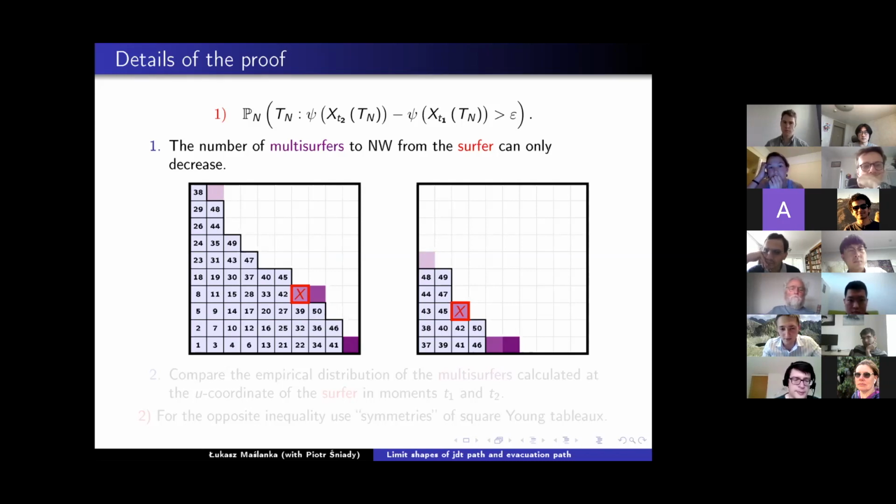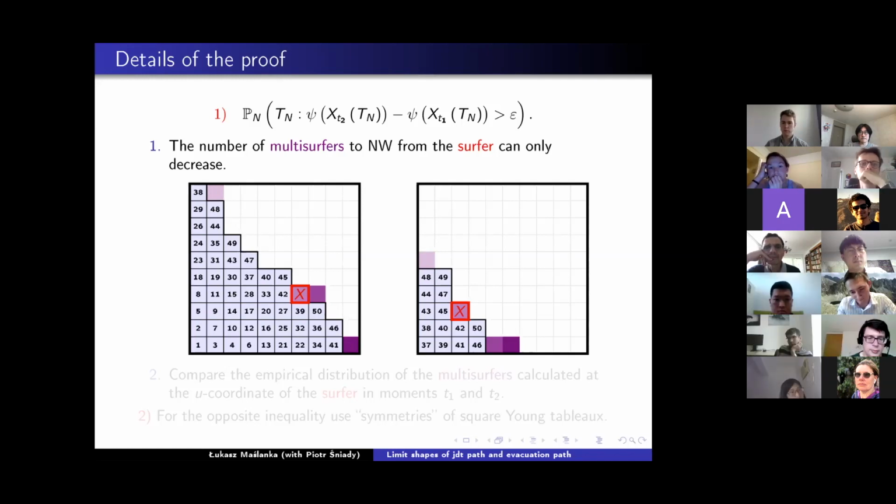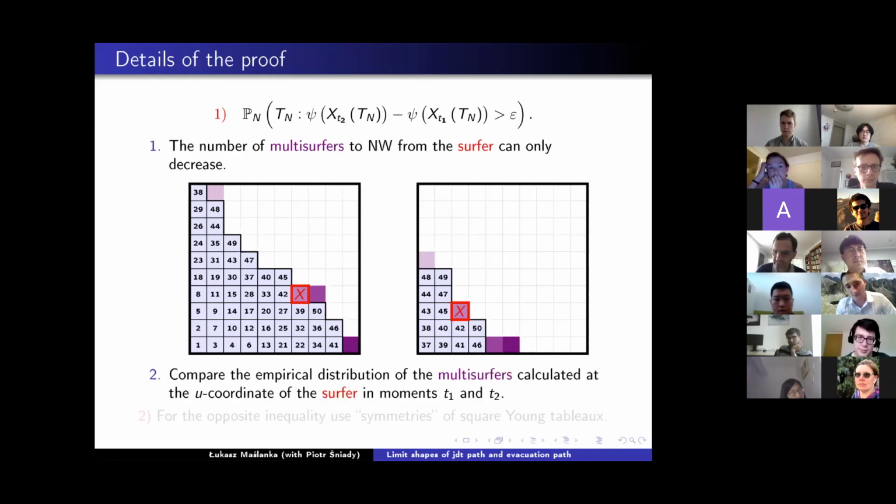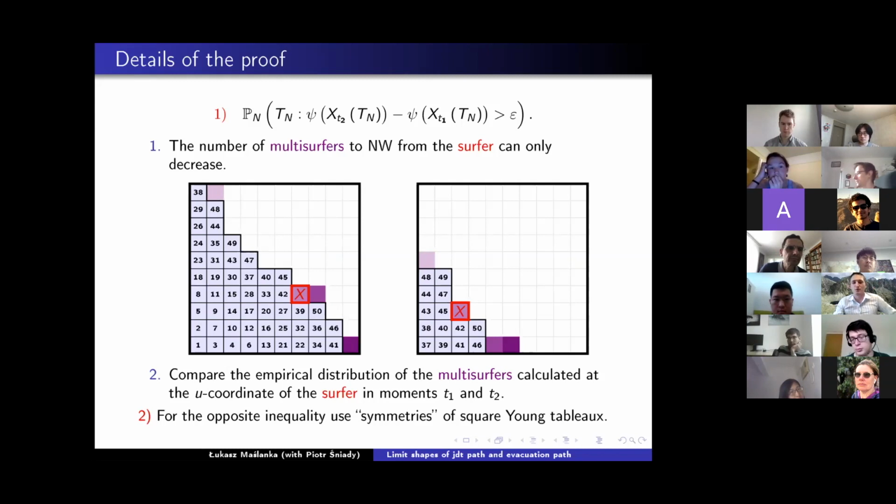The ones from the left can go to the right, but the ones from the right cannot go to the left of the single surfer. And then we just compare the empirical distribution of the multi-surfers calculated at moments T1 and T2 with respect to the u-coordinate of the position of the surfer. For the opposite inequality, we can use symmetries of square Young tableaux.